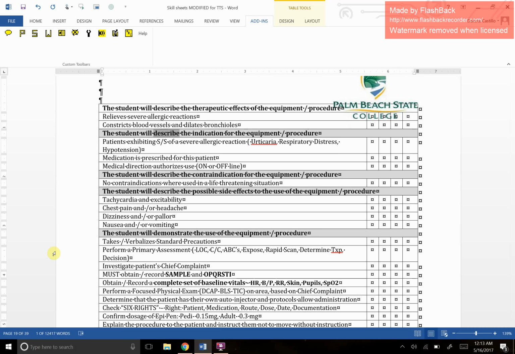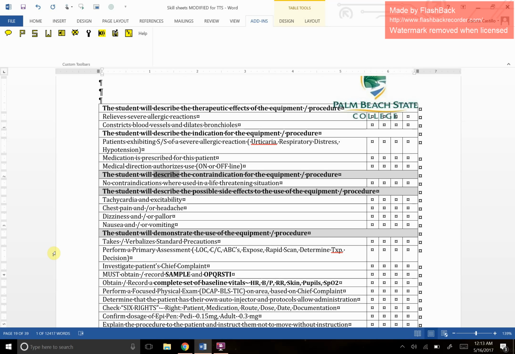The student will describe the indication for the equipment/procedure. Patients exhibiting S/S of a severe allergic reaction, urticaria, respiratory distress, hypotension. Medication is prescribed for this patient. Medical direction authorizes use, on or offline.